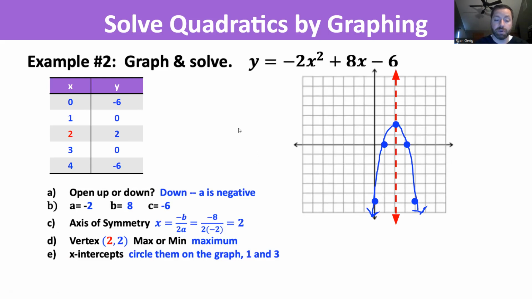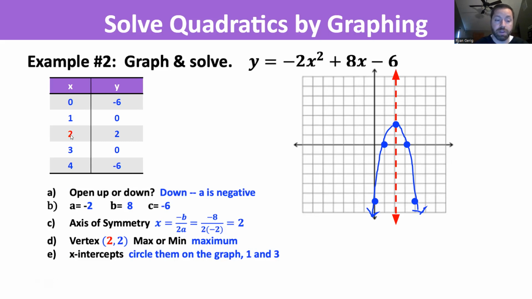Now, this all shows up at one time, but let's go through it real quick. This opens down, like I said, A is negative. If I plug in the numbers for the axis of symmetry, that's what I got to do. -8 over 2 times -2, so the bottom becomes -4, so -8 divided by -4 is +2. You see the red line go there. So the vertex is 2.